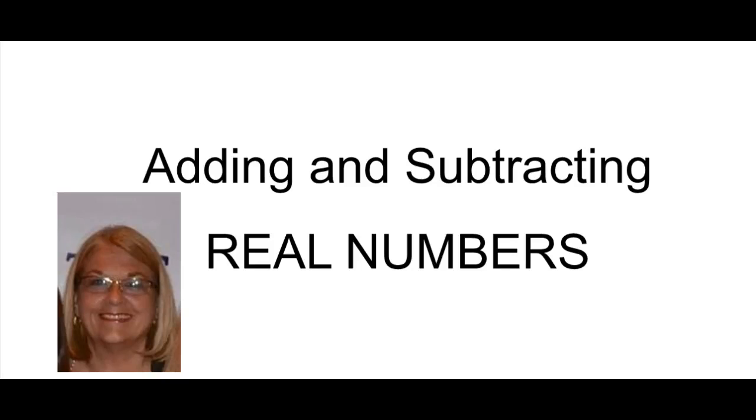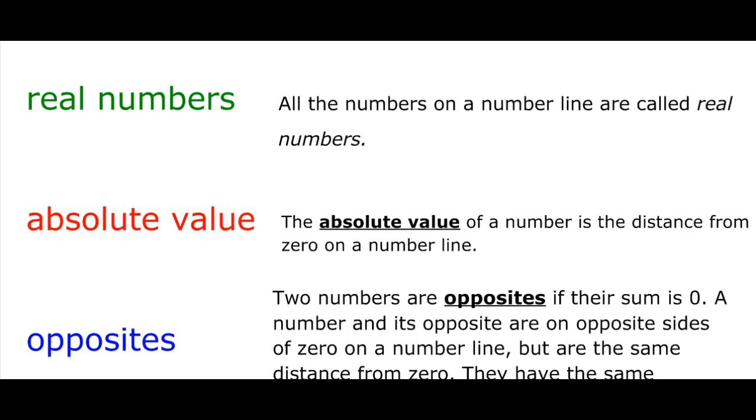We're going to add and subtract real numbers. So let's go over a little vocabulary first. What's a real number? Any number that you can put on a number line is called a real number. Okay? Absolute value. Absolute value is the distance from 0 on a number line.